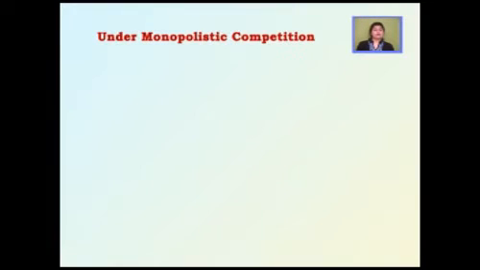AR and MR will be more elastic under a monopolistic competitive market. In case of monopolistic competition, since the product is differentiated and people have a lot of choice, there are a large number of buyers available in the market. So the demand curve would be more elastic, that is, it will be flatter. Similarly, AR and MR curves will be separate and they will also be flatter.